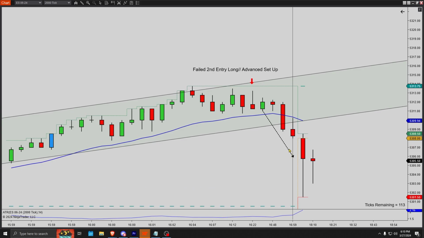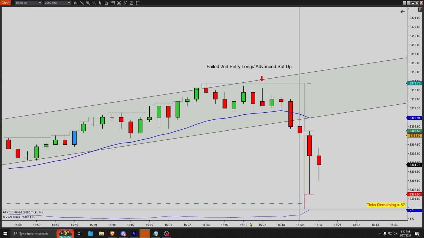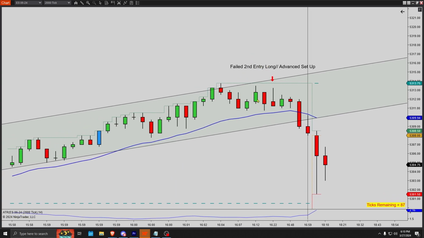Price moves very fast after this, and the reason is that everyone who's long here puts their stop underneath one of these bars. And as soon as it gets stopped out, it just flashes down. So that's how failed second entries work. You could do it also with a failed second entry short. Again, these are advanced setups.